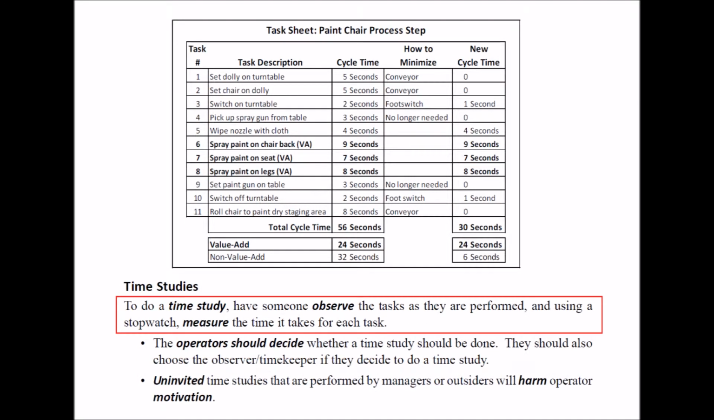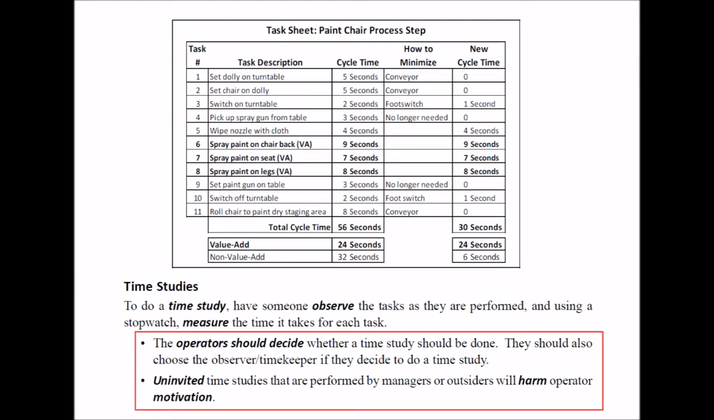To do a time study, have someone observe the task as it is performed, and using a stopwatch, measure the time it takes for each task. The operators should decide whether a time study should be done. They should also choose the observer if they decide to do a time study. Uninvited time studies that are performed by managers or outsiders will harm operator motivation.